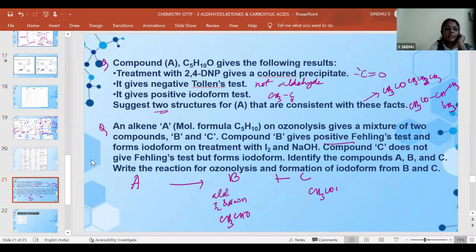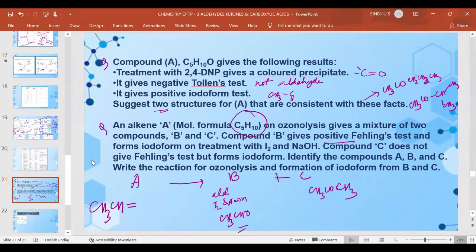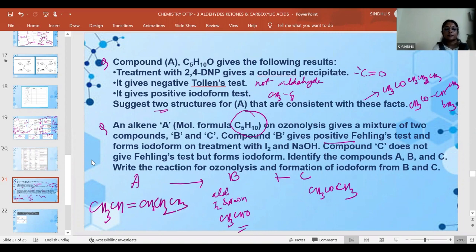So the other one is not giving Fehling's but forms iodoform, and we have 5 carbons in the alkene. So already 2 come in here. So the possibility is only propanone, right? So our alkene will be pent-2-ene, yes, pent-2-ene, right? Will it be propanone, CH3CHO? This cannot be pent-2-ene, will it be? No.